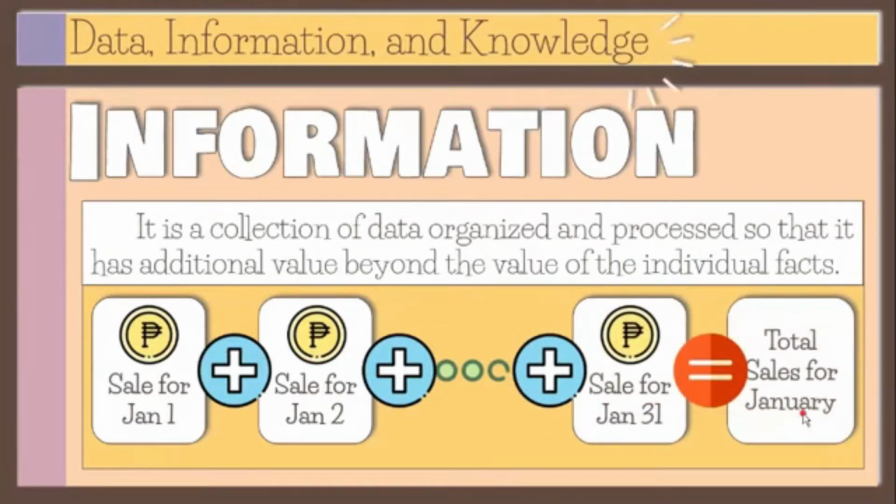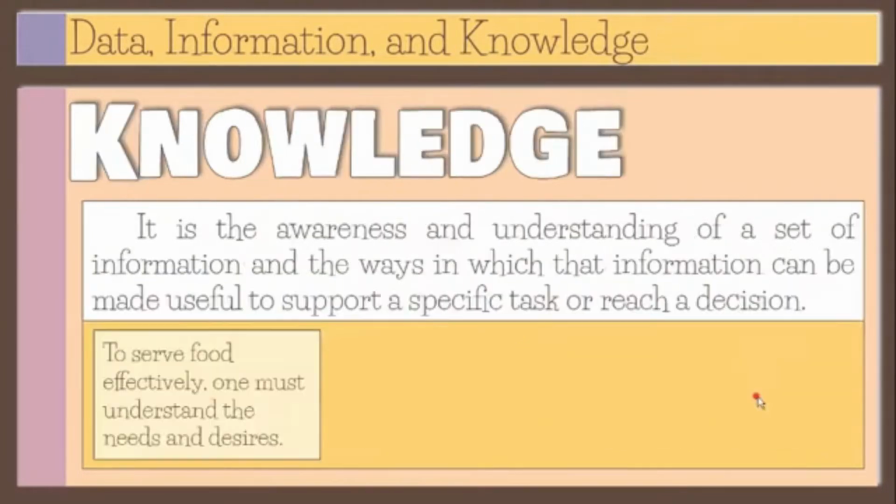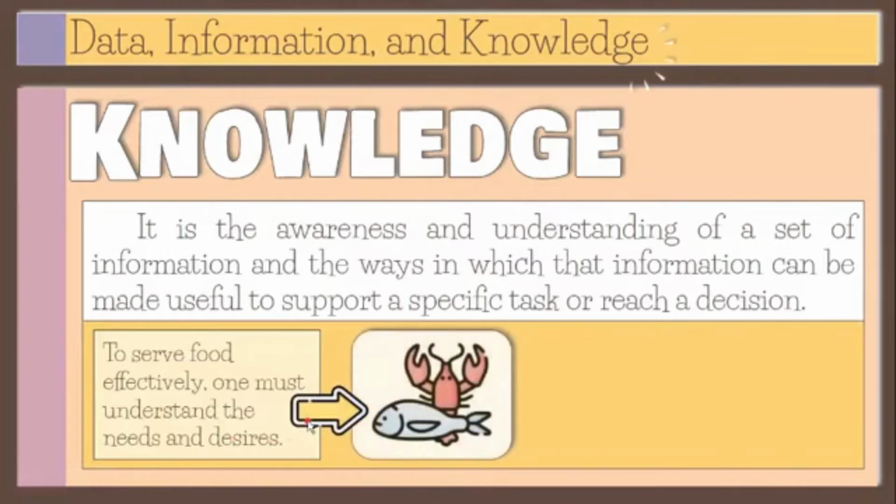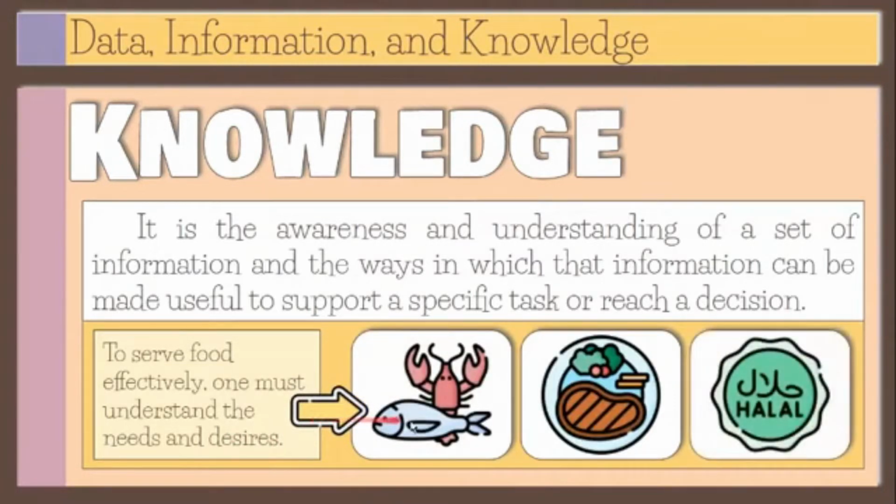The process of defining relationships among data to create useful information requires knowledge, which is the awareness and understanding of a set of information and the ways in which that information can be made useful to support a specific task or reach a decision. For example, there are various foods that can be served to guests. To do it effectively, the host must have an understanding of the needs and desires of those being served first so that he knows what is best for them. With this, we can say that information is essentially data made more useful through the application of knowledge.